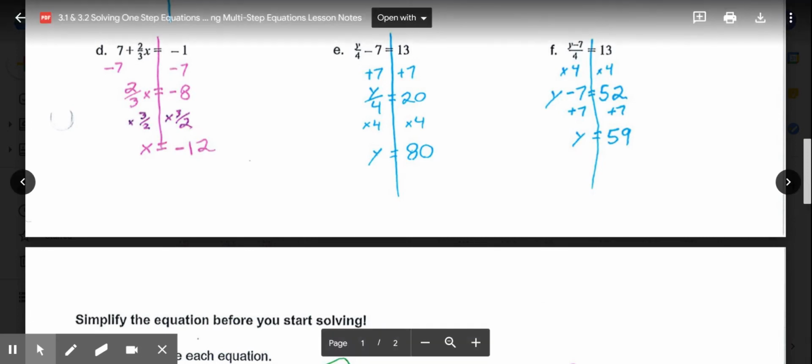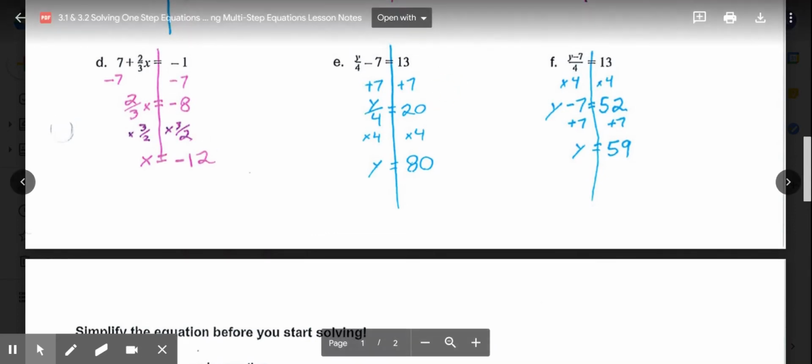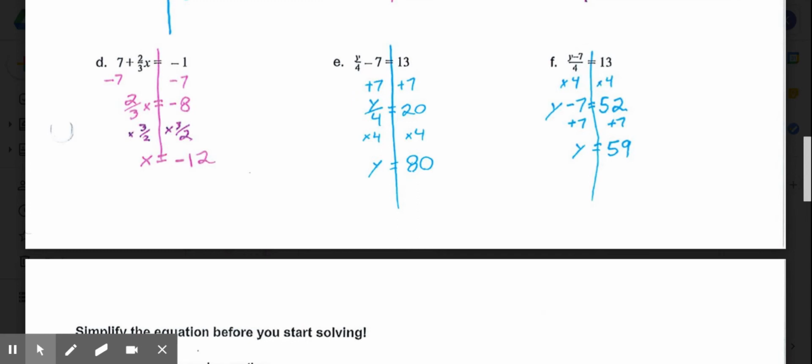In E, y divided by 4 minus 7 equals 13. So we have division and subtraction. We have to take care of subtraction first. To get the -7 back to 0, we add 7 to each side. Then we're left with y divided by 4 equals 20. To undo the division by 4, we multiply each side by 4, and y would equal 80.